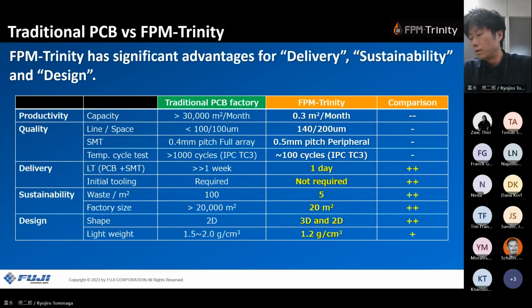For the AME substrate, we and our users have to understand well the strong points and weak points. The weak points of AME are productivity and quality. The capacity of a traditional PCB factory is very, very much bigger than AME. And also the density of the circuit and the capability of the SMT process for high density pitch components.